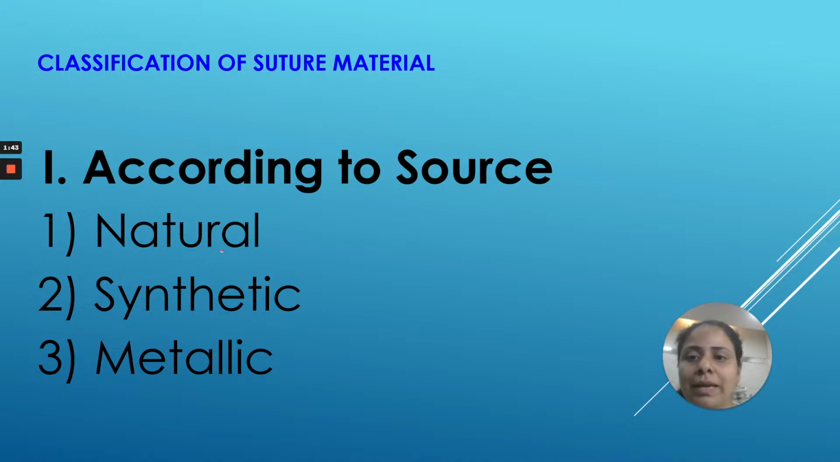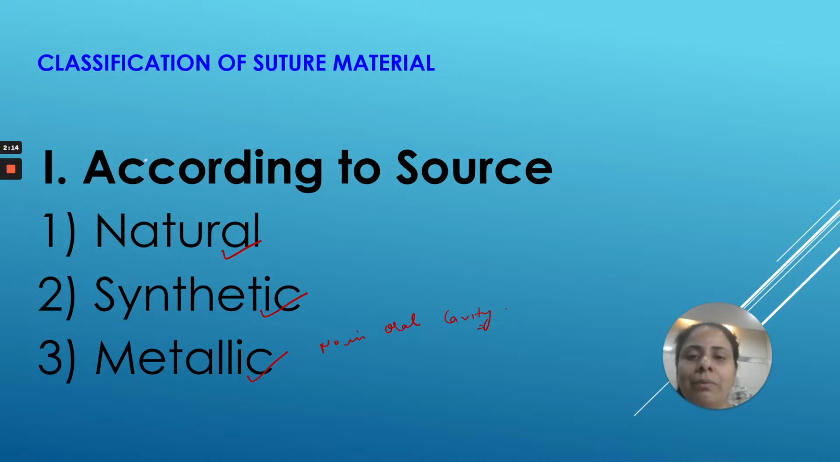So suture material can be natural. Examples are gut and chromic gut. We will discuss these sutures later on. And the synthetic, which we most commonly use these days, because anything synthetic we can make according to our own preferences. And the metallic sutures. Metallic sutures we do not use in the oral cavity. These are mainly used for the skin, and I don't think anybody uses them now.